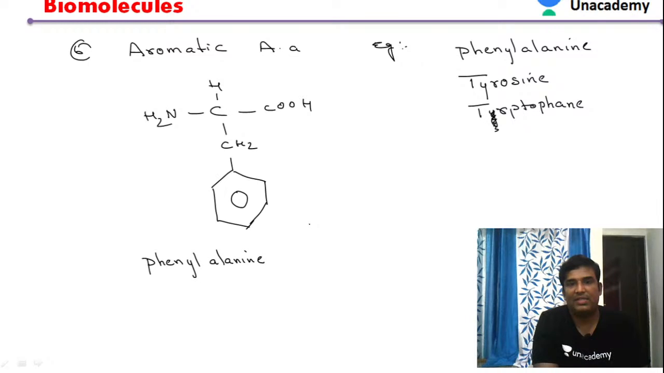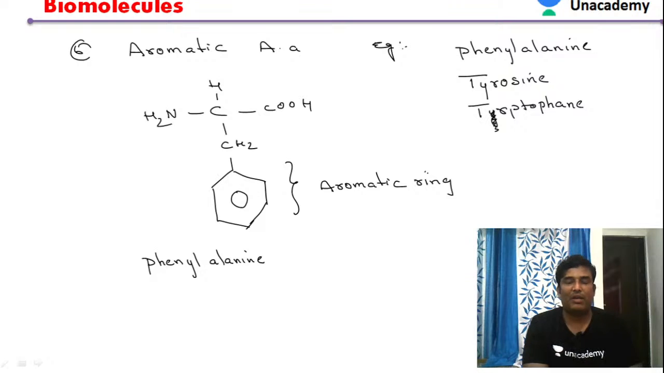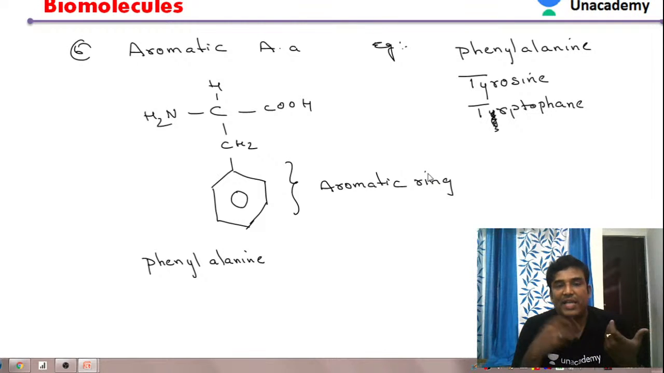So it is having this aromatic ring. This is called an aromatic ring. So due to the presence of an aromatic ring as a side chain, this type of amino acid is called an aromatic amino acid. Why is it called an aromatic amino acid? It is having an aromatic ring in its side chain. That is the reason it is called an aromatic amino acid.